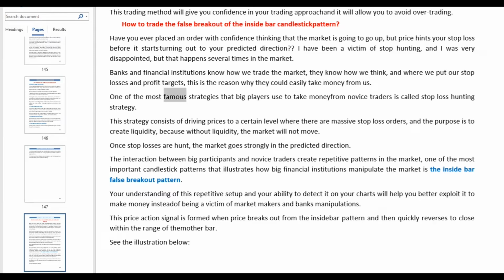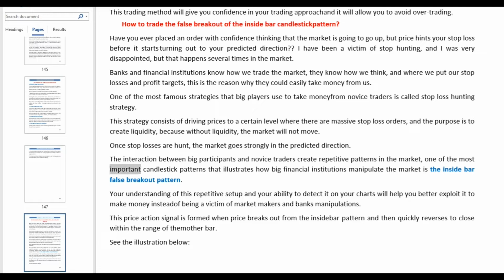One of the most famous strategies that big players use to take money from novice traders is called the stop-loss hunting strategy. This strategy consists of driving prices to a certain level where there are massive stop-loss orders, and the purpose is to create liquidity, because without liquidity, the market will not move. Once stop losses are hunted, the market goes strongly in the predicted direction. The interaction between big participants and novice traders creates repetitive patterns in the market.